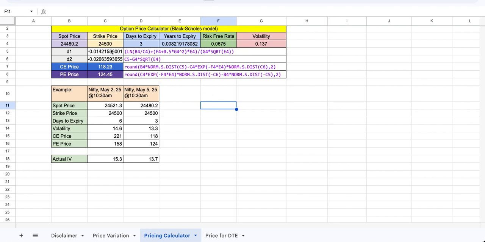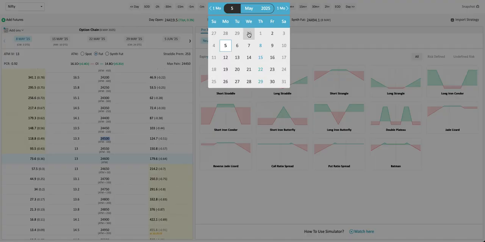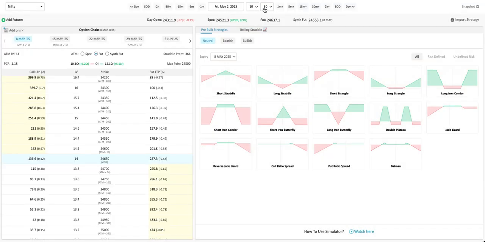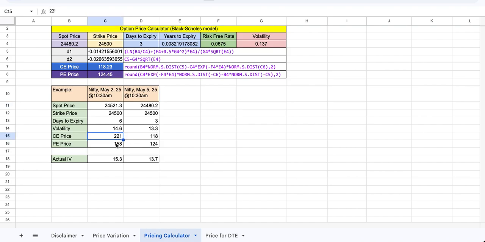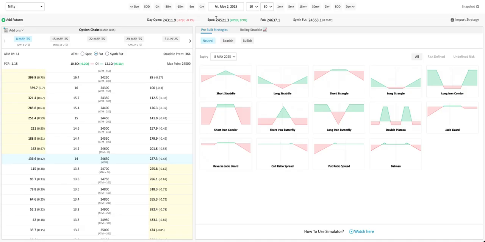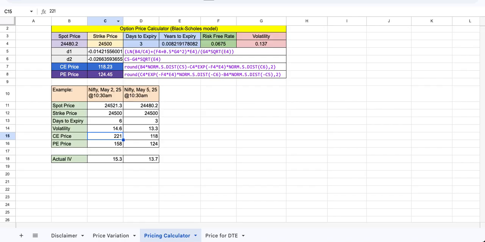Now let us consider this Nifty value for 2nd May 2025 at 10:30 am. If we go for 2nd May 10:30 am for that 24,500, we see that it is 221 and 158. Remember that we noted 221 and 158. This is the target price, what exactly the price is at that time. Then we see the different values. The spot value is 24,521.3. Strike price we are considering is 24,500, which we are interested in.